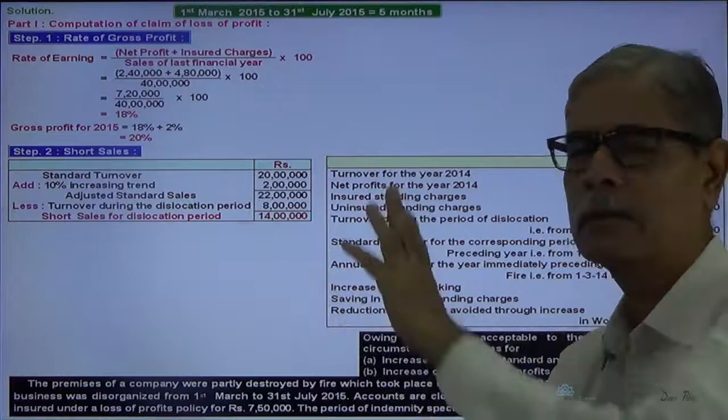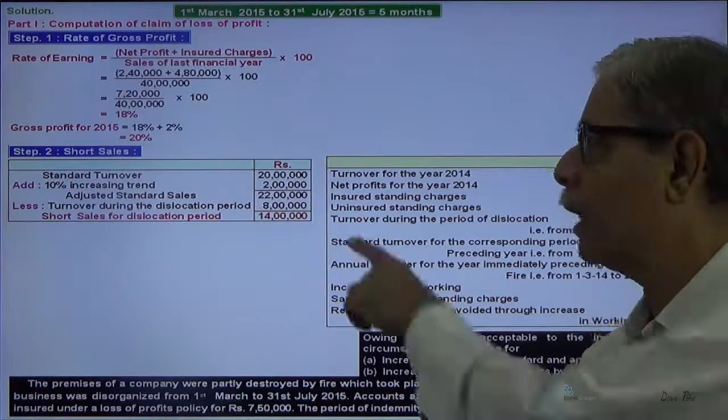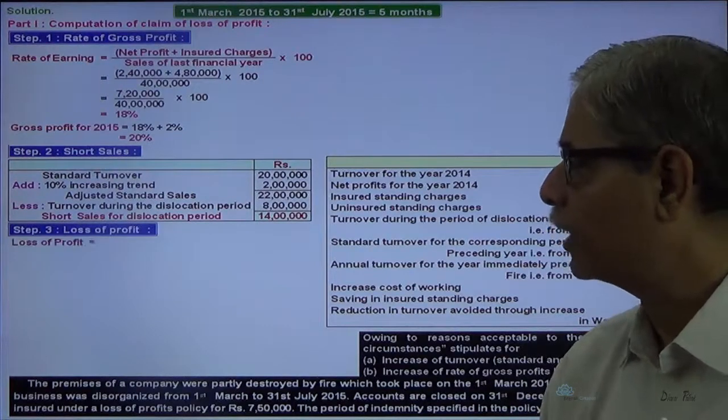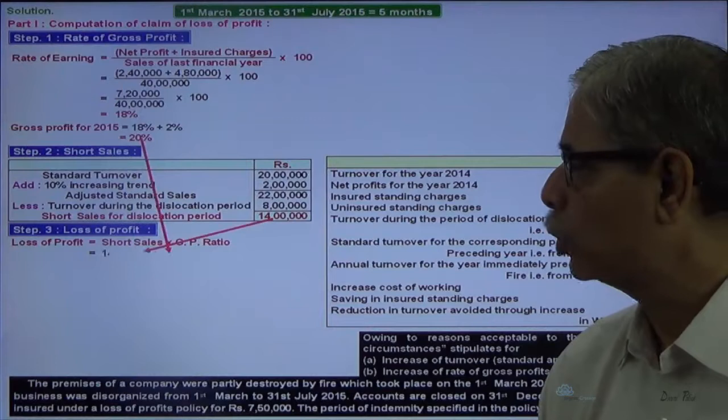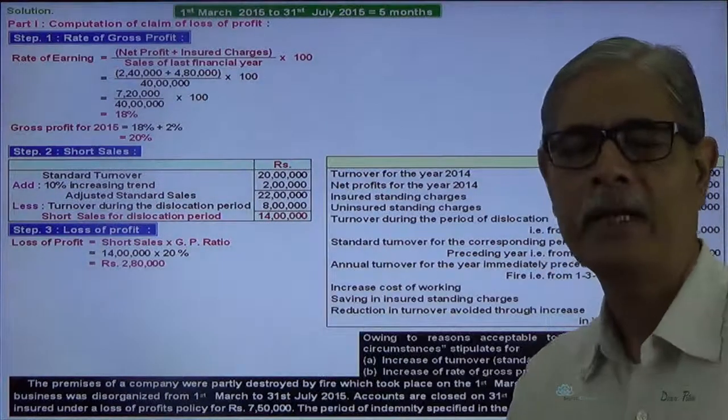But at present, the short sale is 14 lakhs. Now on this 14 lakhs, the loss of profit occurs at the rate of 20% as I told you. So the loss of profit is 2,80,000.